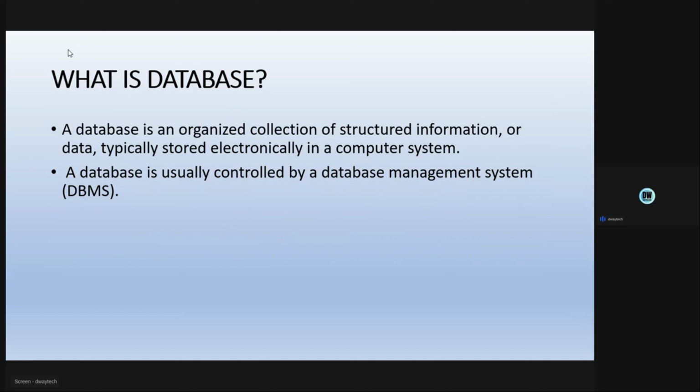Point number one: a database is a collection of organized and structured information. Of course, in a database there is a lot of information, but it is not a random collection of information in no particular order. It is a very organized collection. Whatever information is within the database is very clearly organized and structured. What is that structure? In which form?